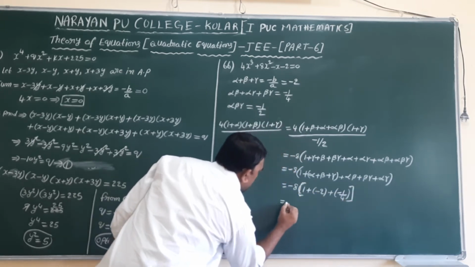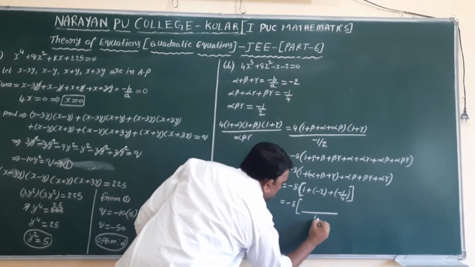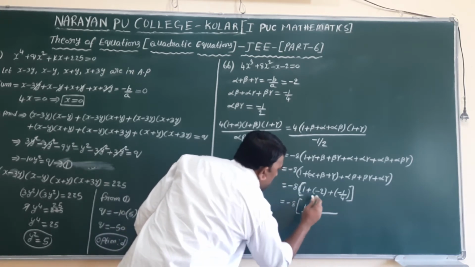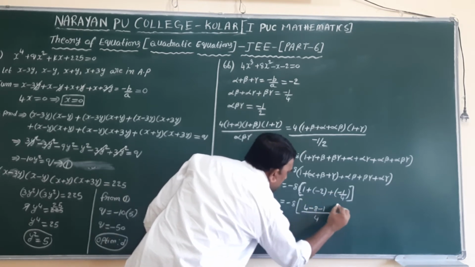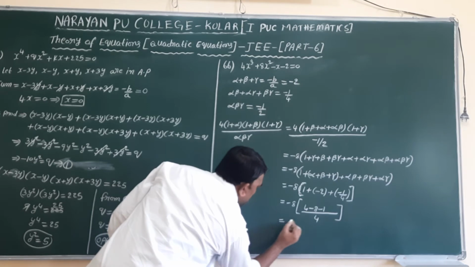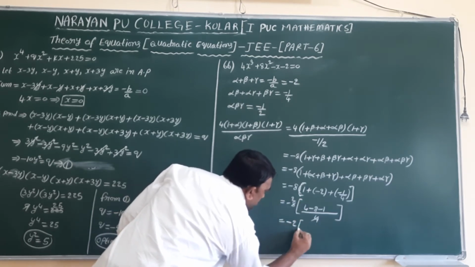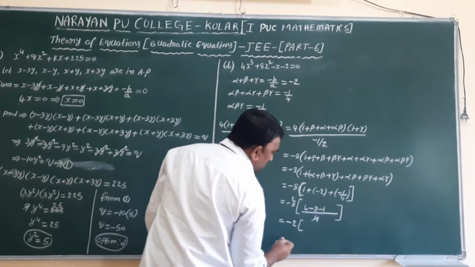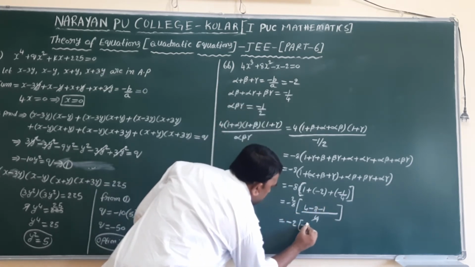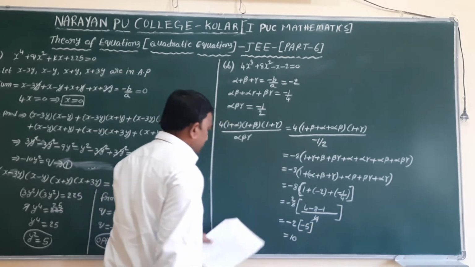So simplify that: minus 8, take the LCM, which is 4. 1 into 4 is 4, minus 2 into 4 is minus 8, 1 into minus 1 is minus 1. So 4 2 times cancel 8, minus 2 into 4 minus 1 is 3, 3 minus 5 is minus 5. So 10.